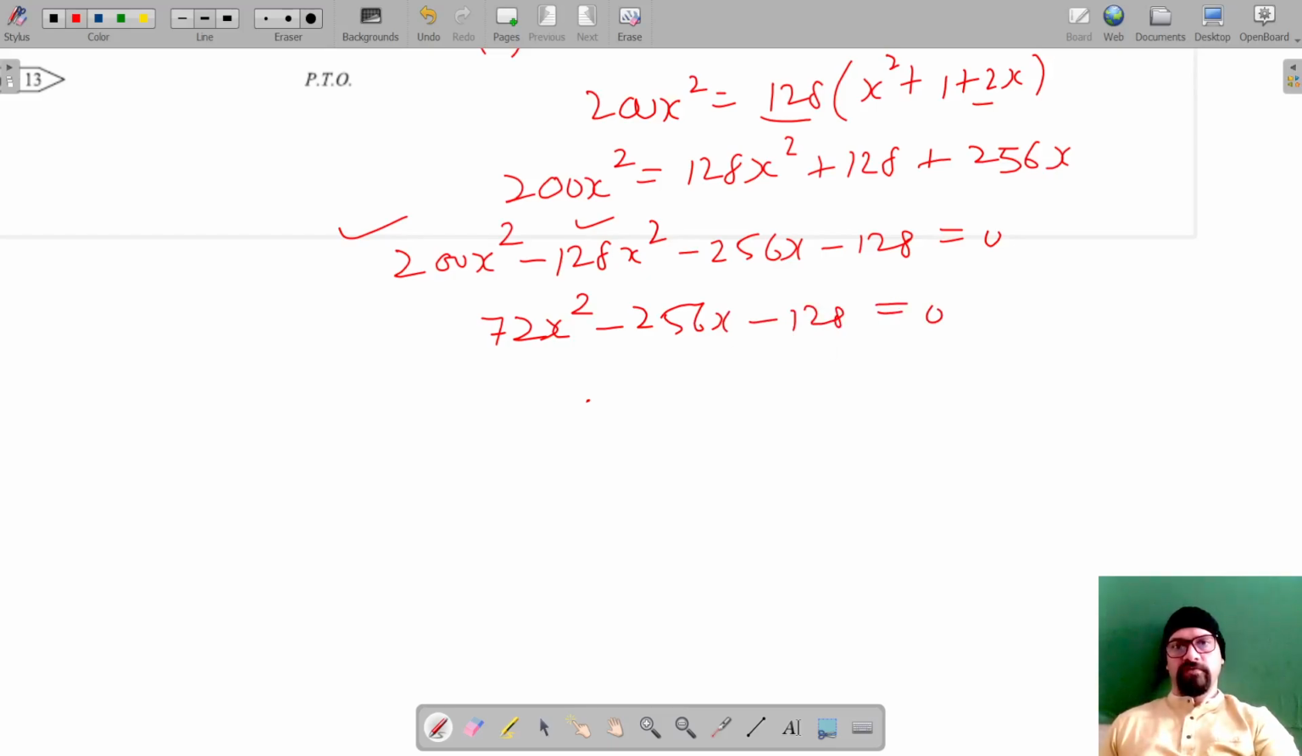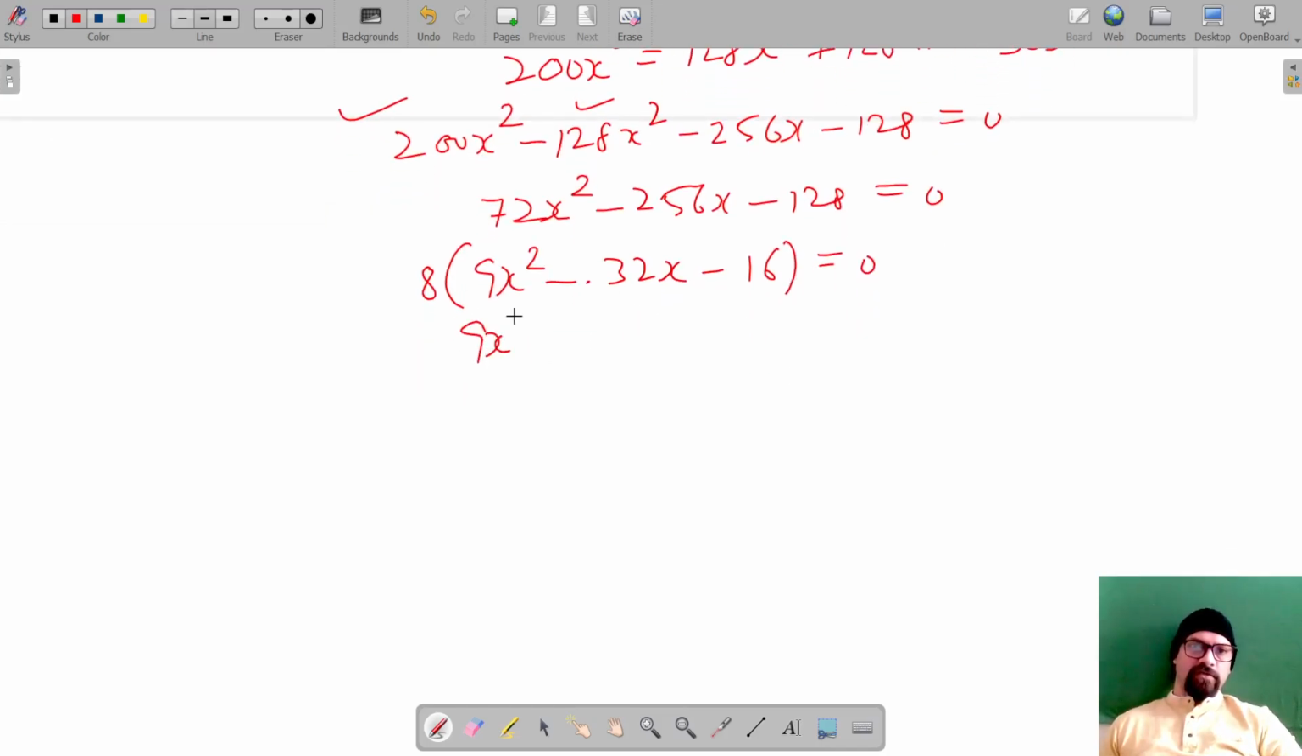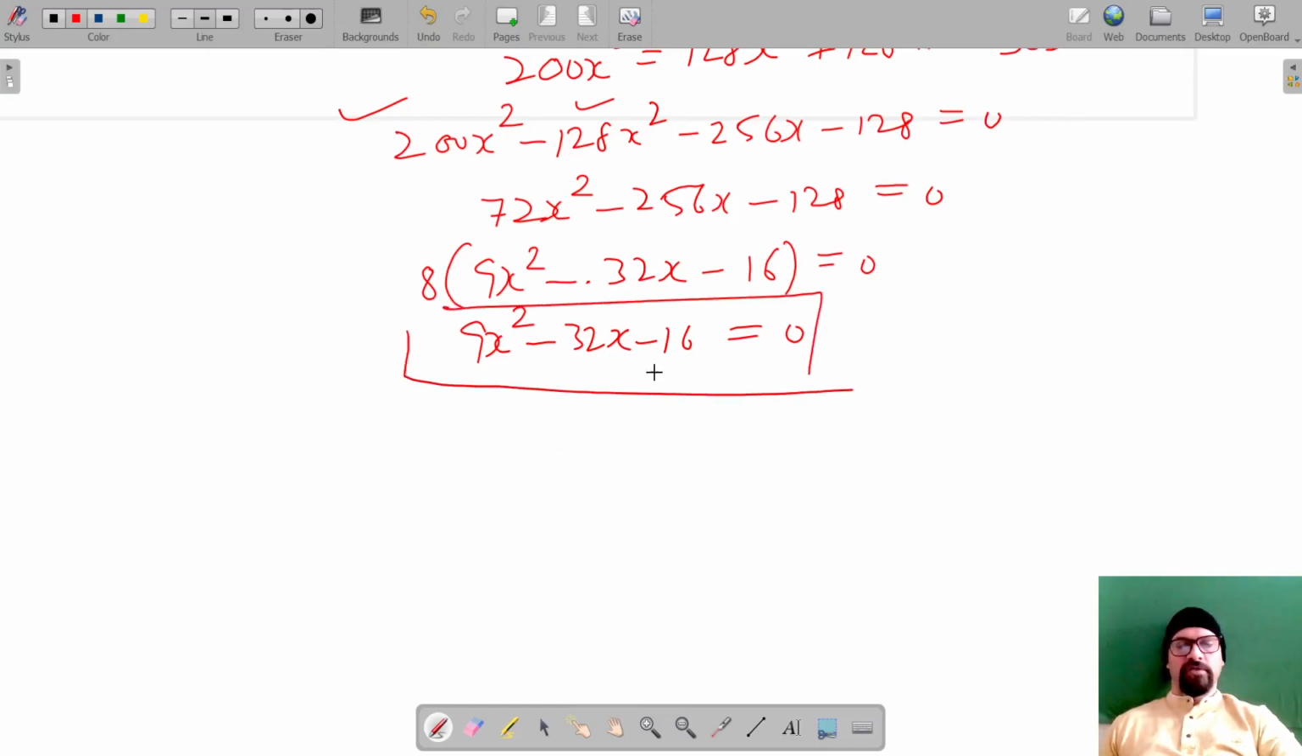And for all these three terms, the common factor is 8. So this is 8, 9x squared, 8 3 is 24, 8 2 is 16, and 8 1 is 8, and 6 is 48. So finally, my quadratic equation is 9x squared minus 32x minus 16 is equal to 0. This is the standard form of the quadratic equation.